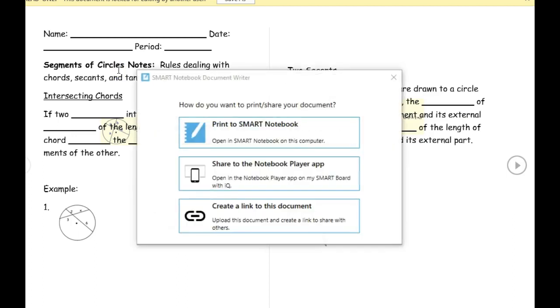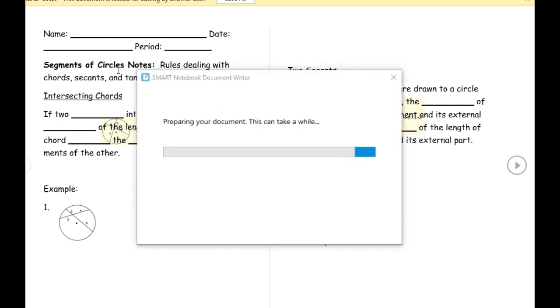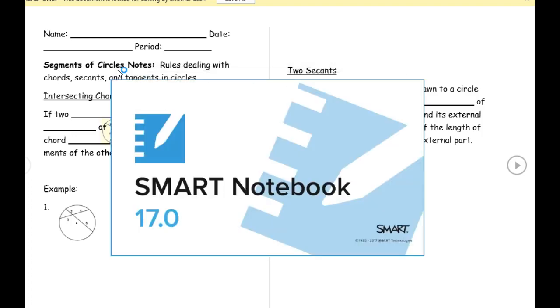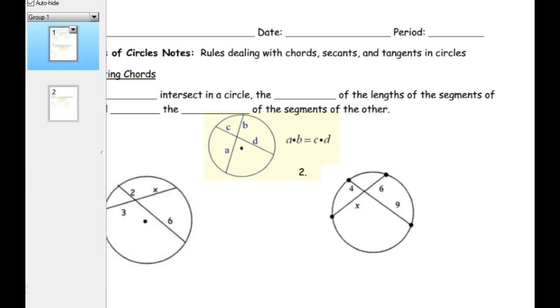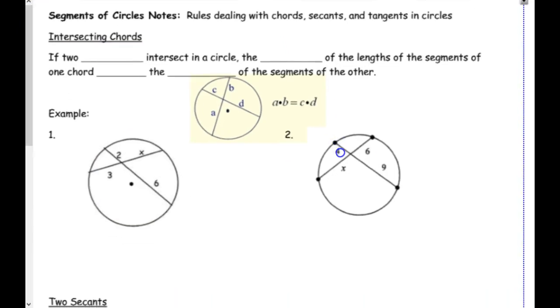So at the top of this sheet, it says segments of circle notes. And then it says rules dealing with chords, secants, and tangents in circles. So the first thing we're going to talk about is intersecting chords. As it loads. Ten years later. Cool. All right, check it out.